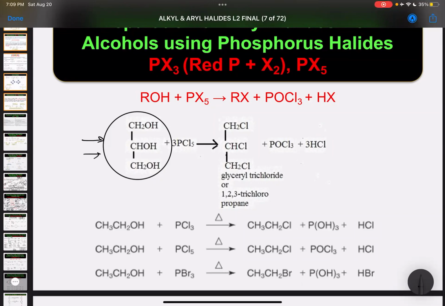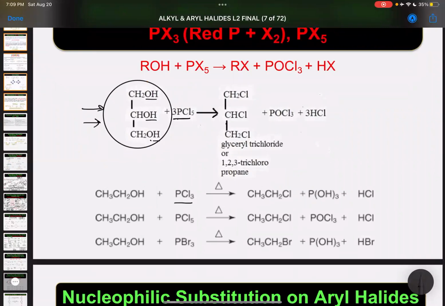Very common. This is actually glycerol or glycerin, which we use in our home. All of us must have seen glycerin. We have glycerin soaps also. So if you react it with PCl5, it will have 3 OH groups, so all 3 will react. So PCl3, PCl5, PBr3 you can use.